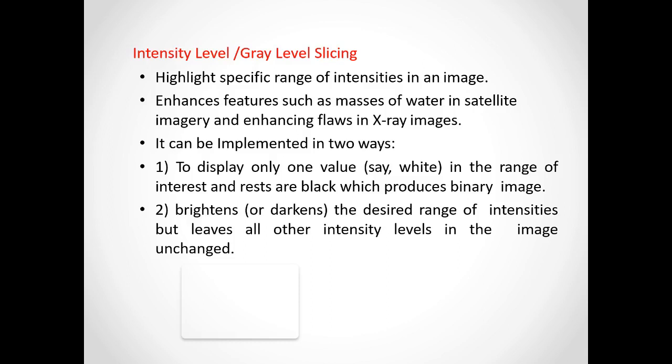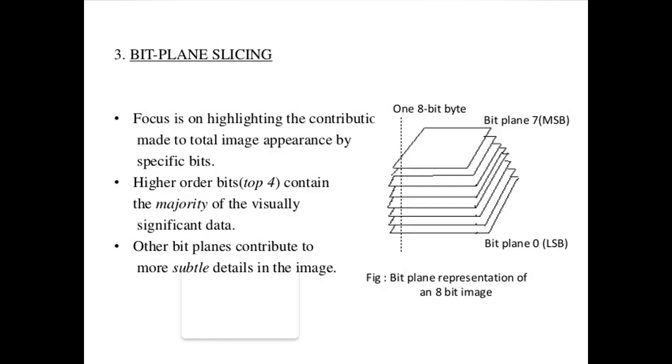This transformation again will produce a binary image, where the region of interest of gray level will have a high value and other gray level values will be very low. For example, you can see here the range of pixels between A and B have a high value and other pixels have a low value.